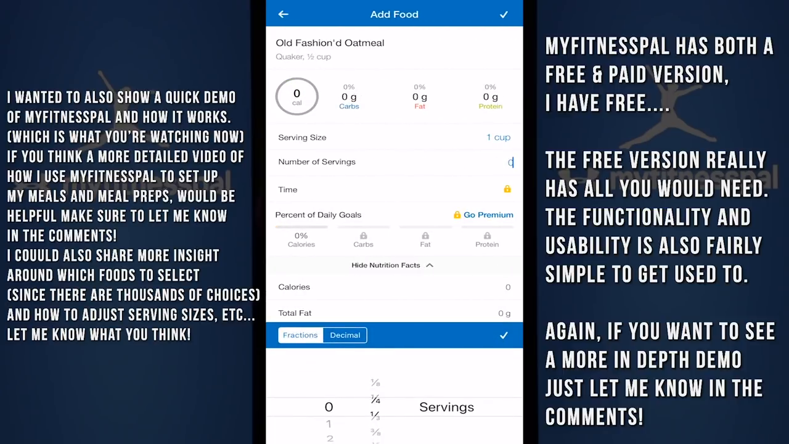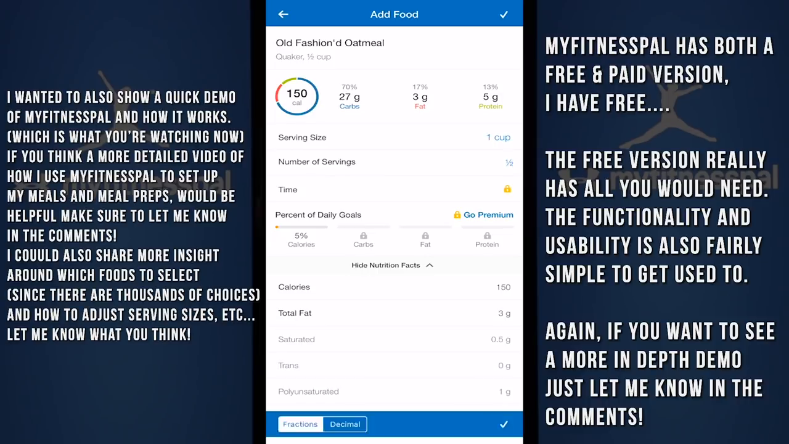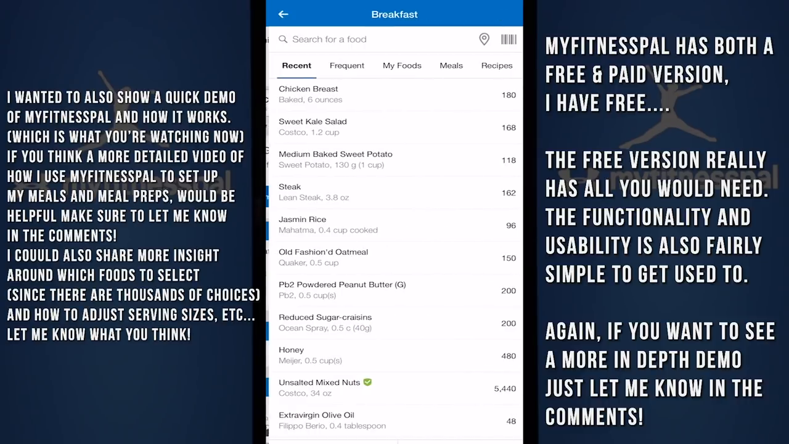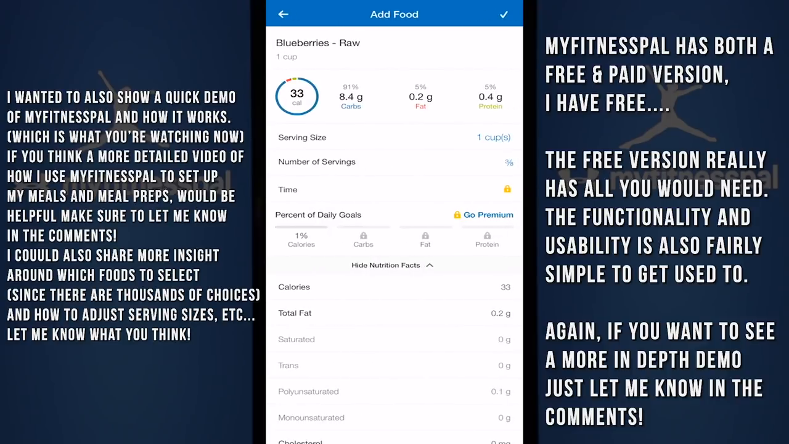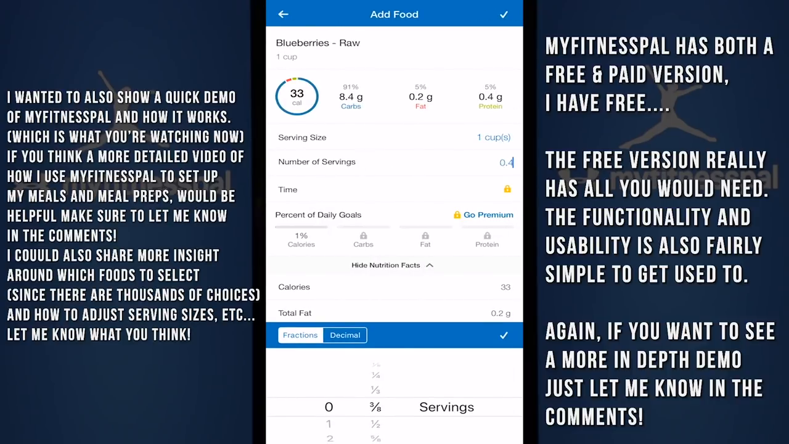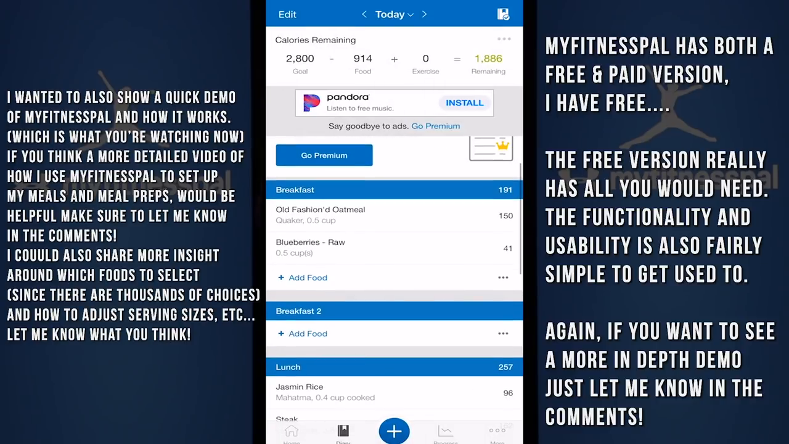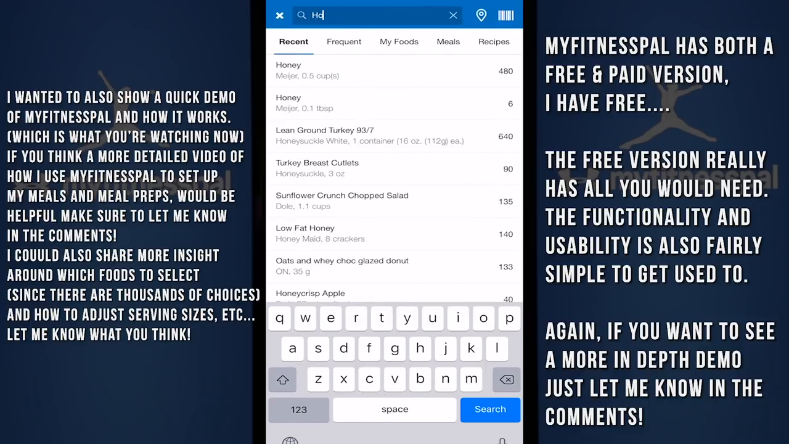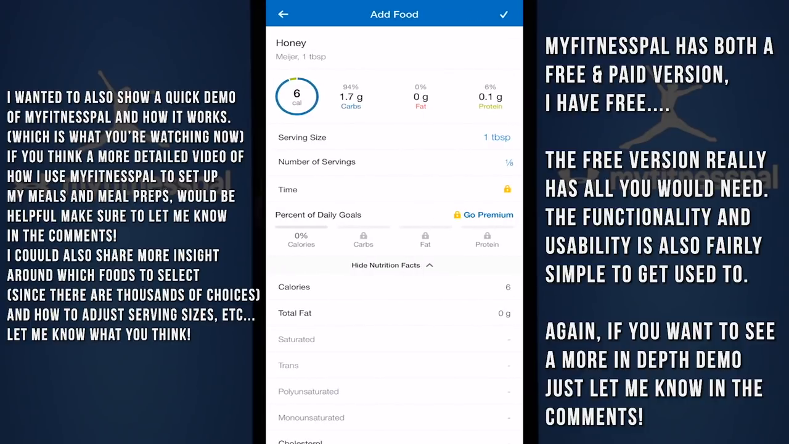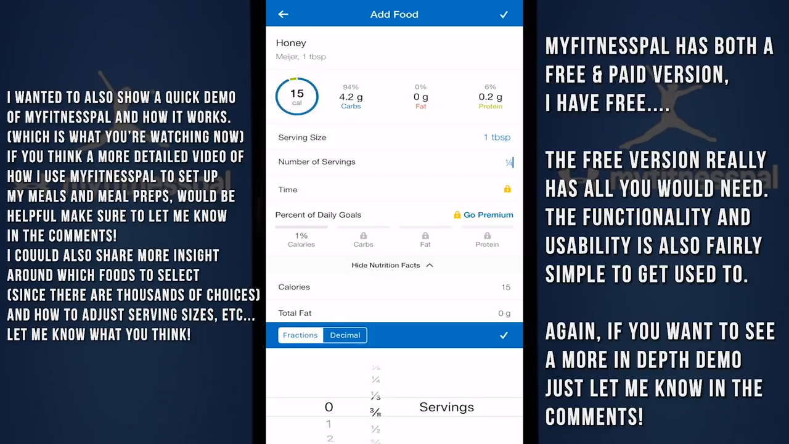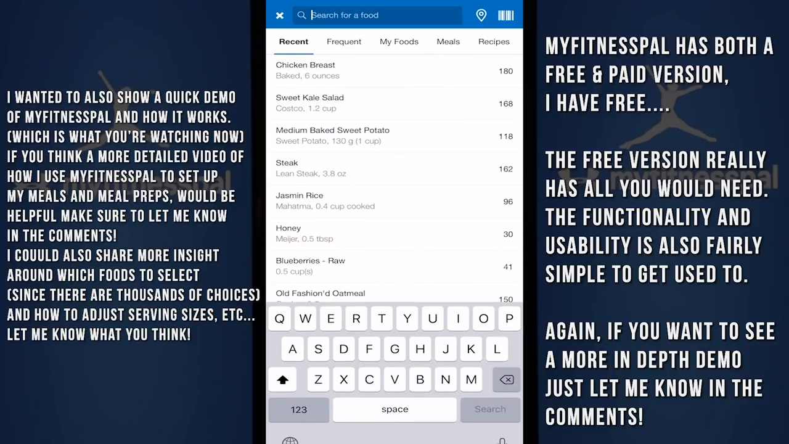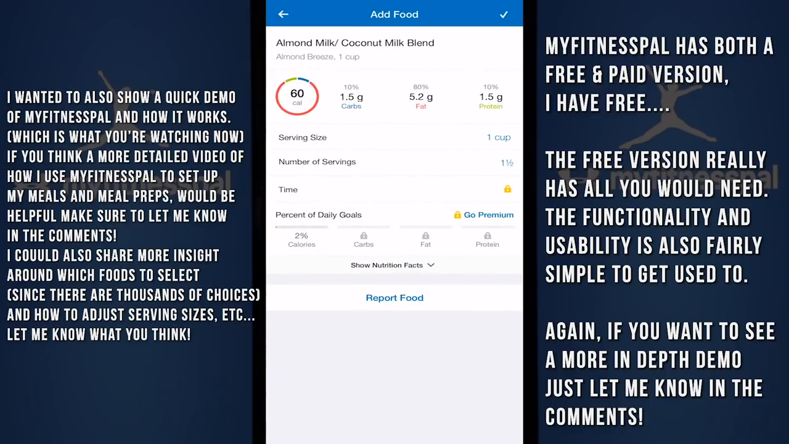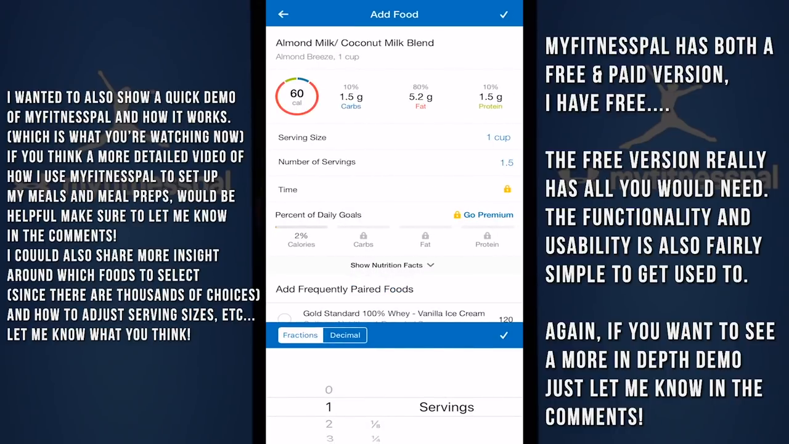You could subscribe to the IIFYM, which is If It Fits Your Macros. So basically you just eat throughout the day and you track what you're eating. So if you got an egg McMuffin at McDonald's, you would just put that into MyFitnessPal and continue with your day. And if at lunch you got Chipotle, you'd track your Chipotle meal in MyFitnessPal. And then dinner, you got, I don't know, some other restaurant. Again, you put that into MyFitnessPal, you track your calories. And then once you hit your calorie limit, you're just done eating for the day.